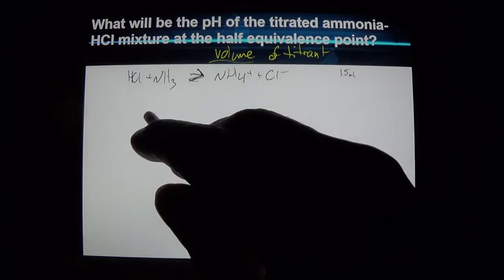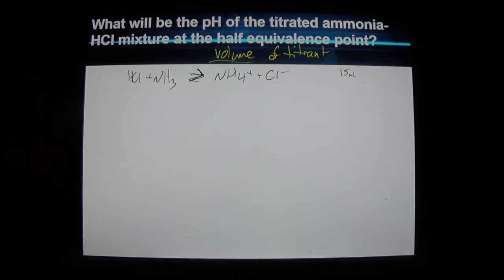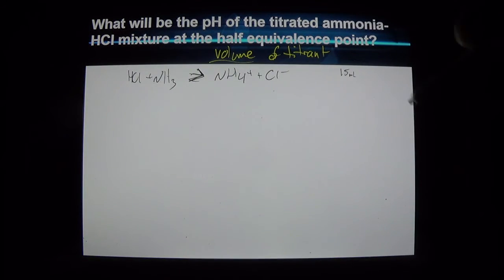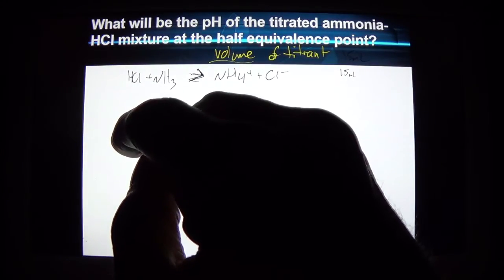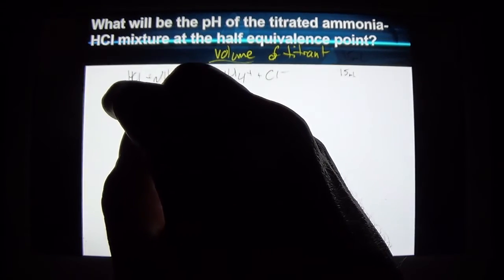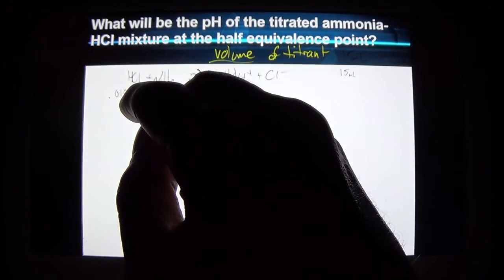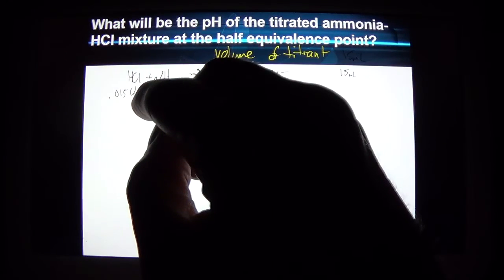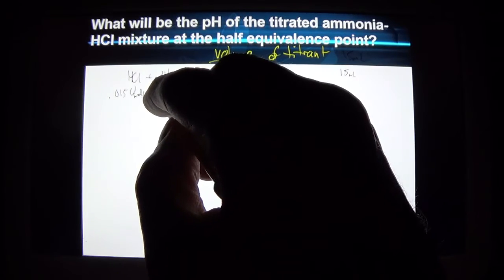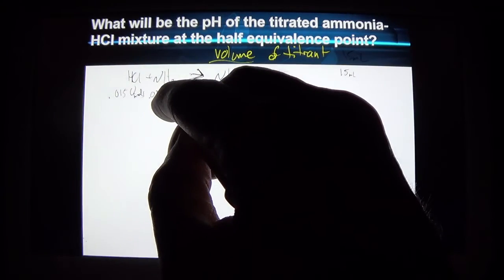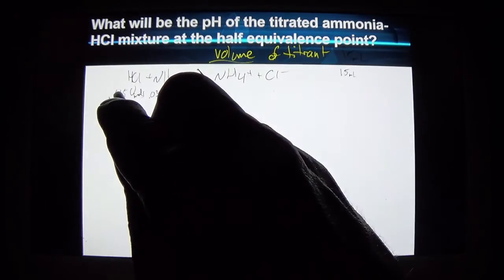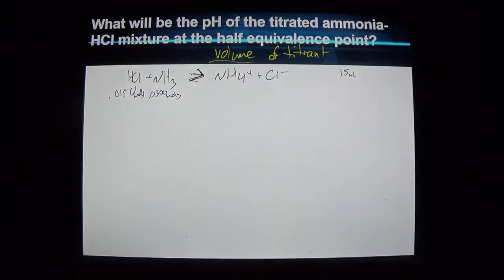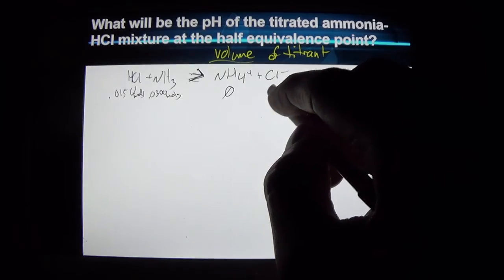I'm adding solutions, so I want to deal with the dilution, and I want to work in moles. So I calculate the volume times the molarity expressed as moles per 1,000 milliliters. And I see that I have 0.0150 moles of hydrochloric acid delivered into the flask, which, no surprise, is half the amount of moles needed to neutralize all the ammonia. It's no surprise that it's half, because that's the whole point of a half equivalence point. And I'm starting with 0 and 0 of the products.